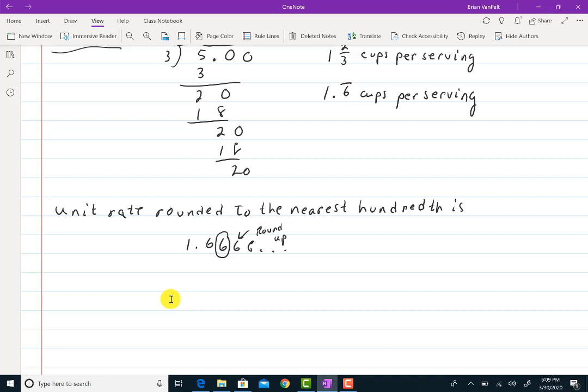So the rounded up version is 1.67 cups per serving. So you'll decide, depending on the problem, depending on what kind of problem it is, how you'll want to simplify and in what version you'll want to leave your answer.